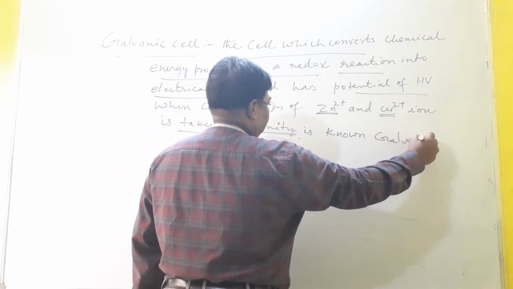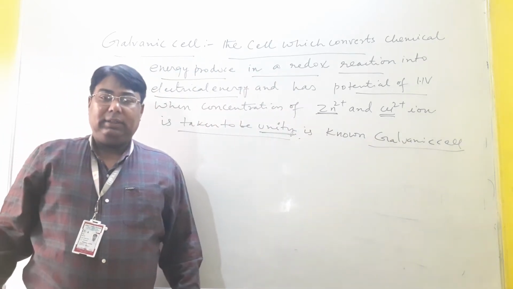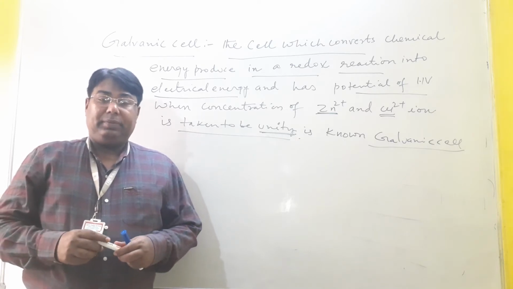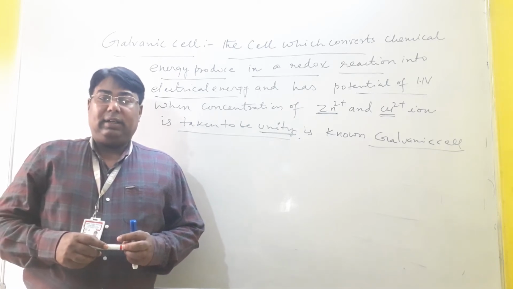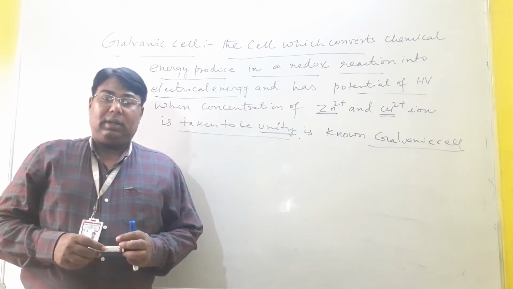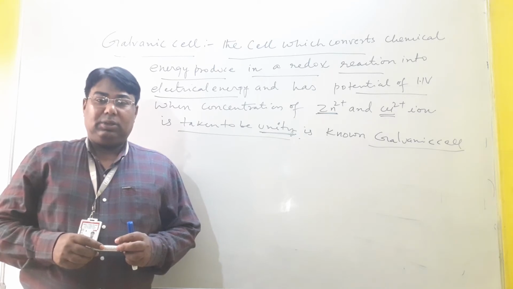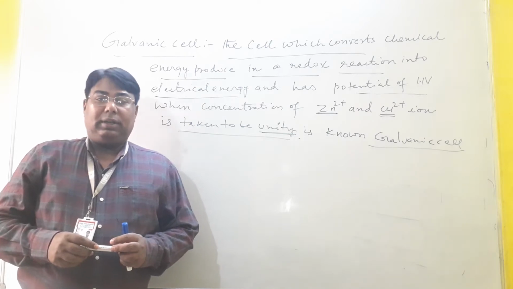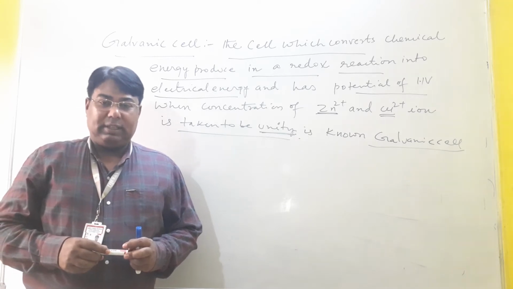The galvanic cell was designed by a scientist named Galvani, so it is said to be a galvanic cell. Galvanic cells are built up in two separate chambers in which oxidation and reduction take place separately. So let us try to understand the construction and working of the galvanic cell.